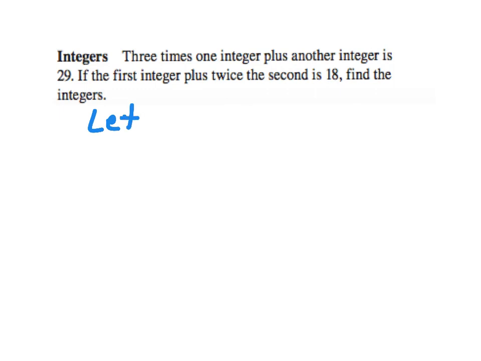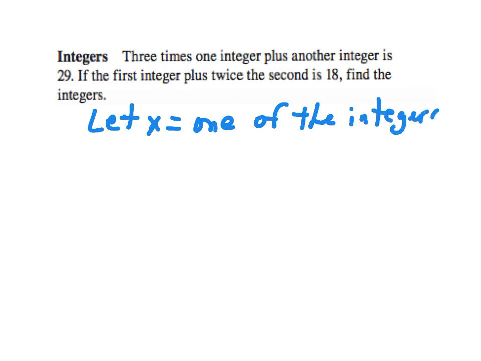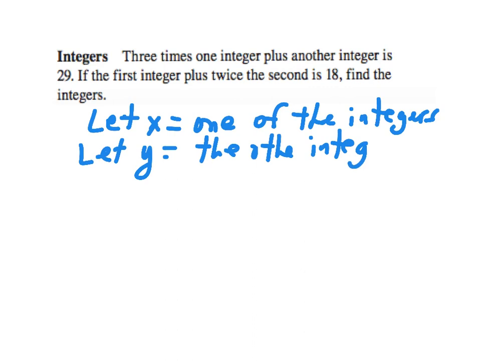Let x equal one of the integers, and let y equal the other integer. So we don't have to worry about consecutive, even or odd, or just consecutive integers, just 2 integers.